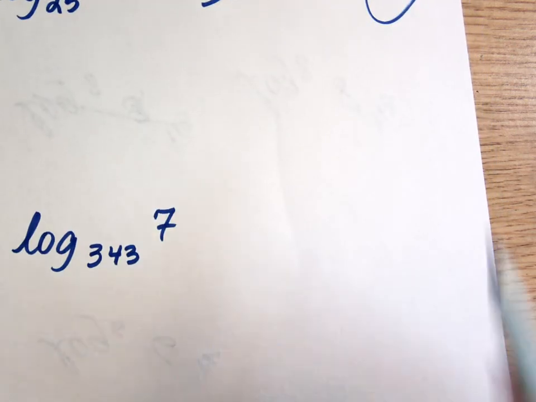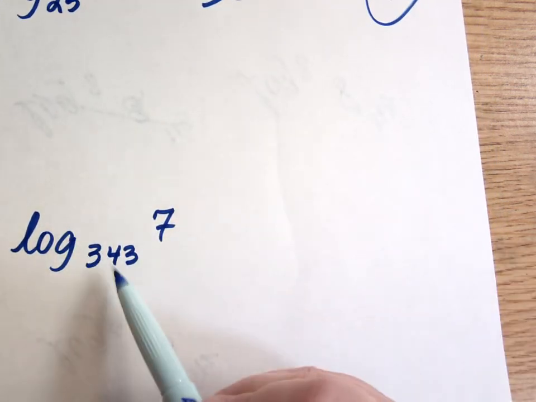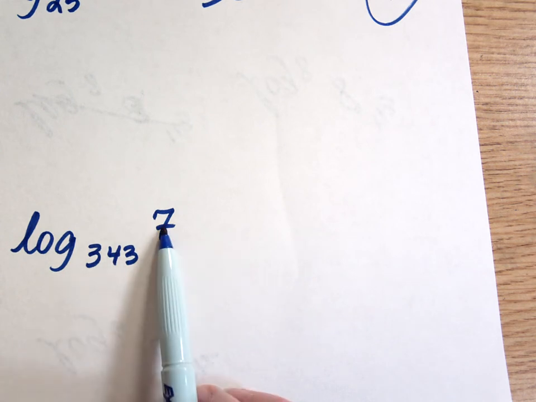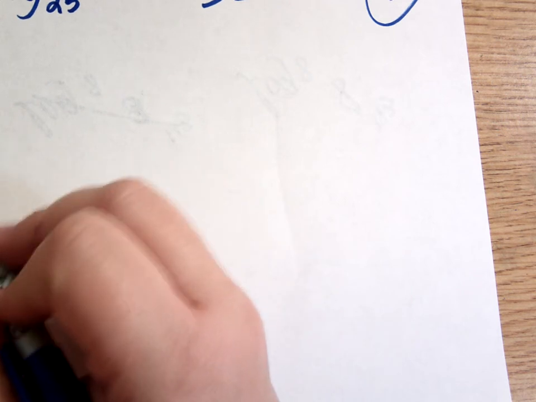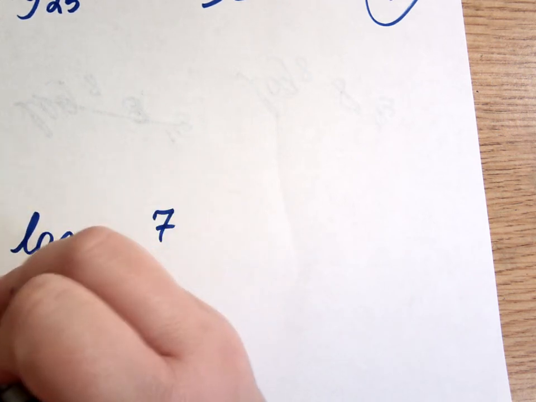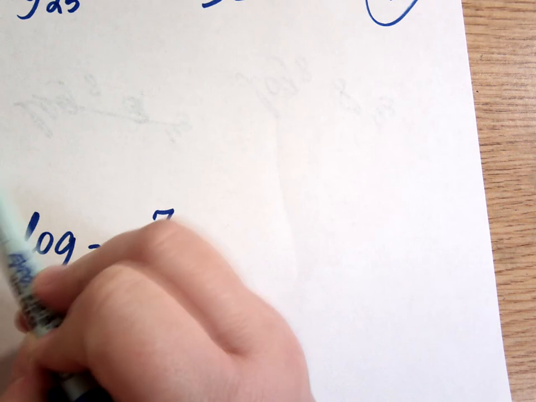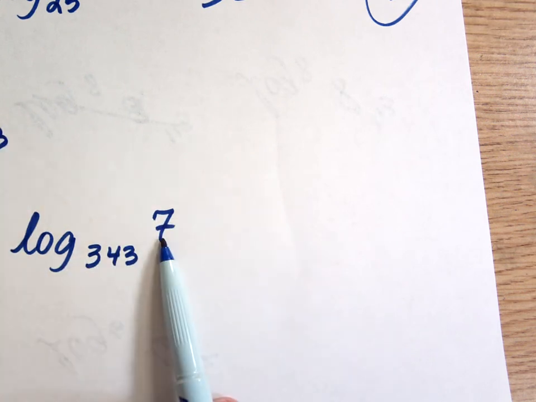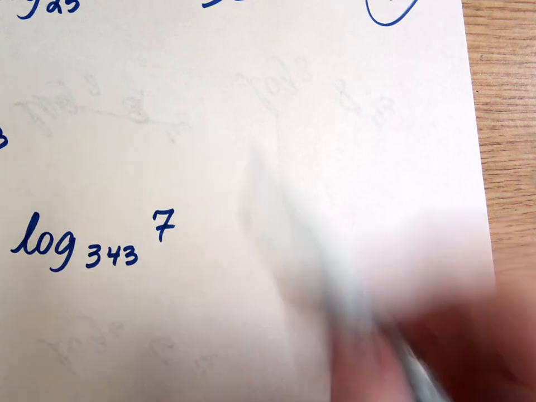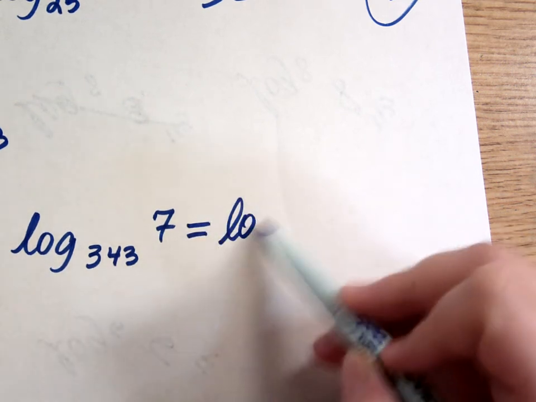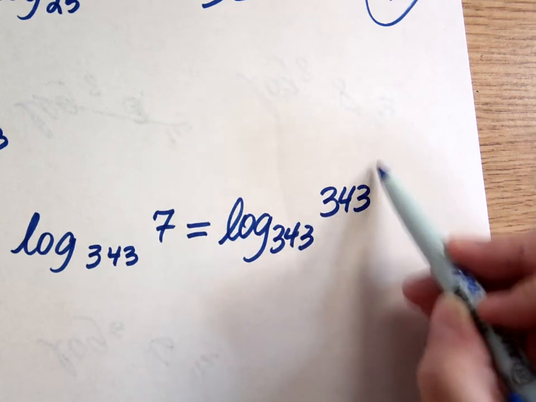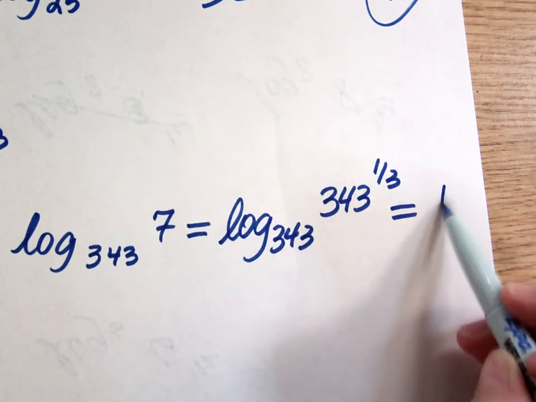And finally, this is log base 343 of 7. So I have to figure out if 7 is a root of 343. Basically that means I think about what is 7 squared. That's 49. What about 7 cubed? Yep, it's 343. So 7 is the 1/3 power of 343. So log base 343 of 343 to the 1/3 power is just going to be 1/3.